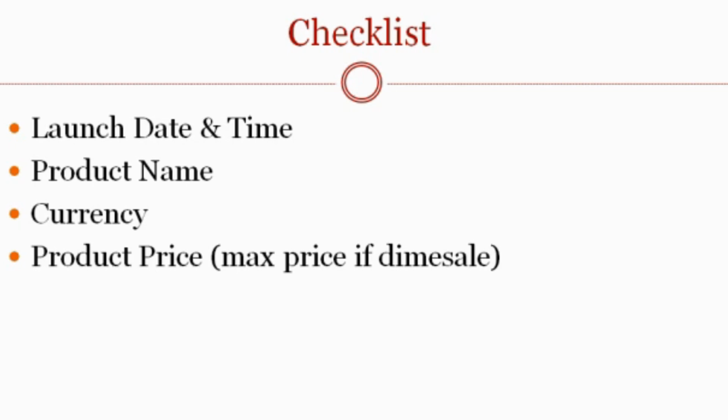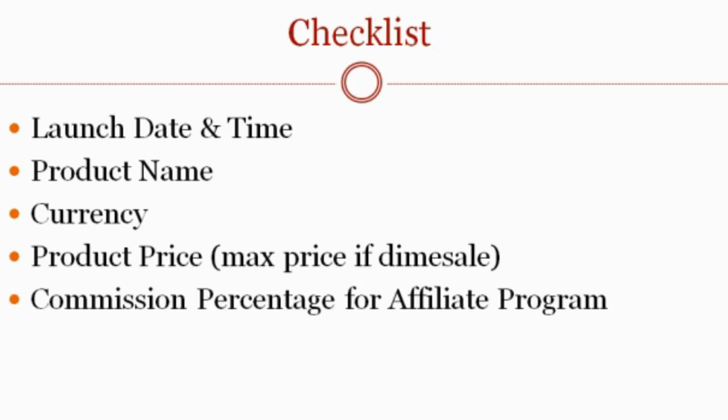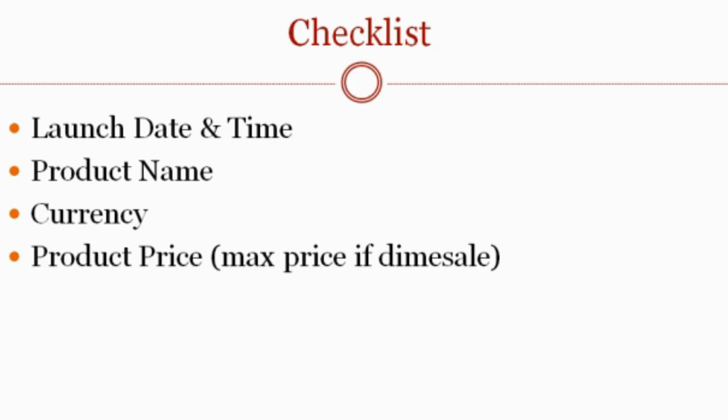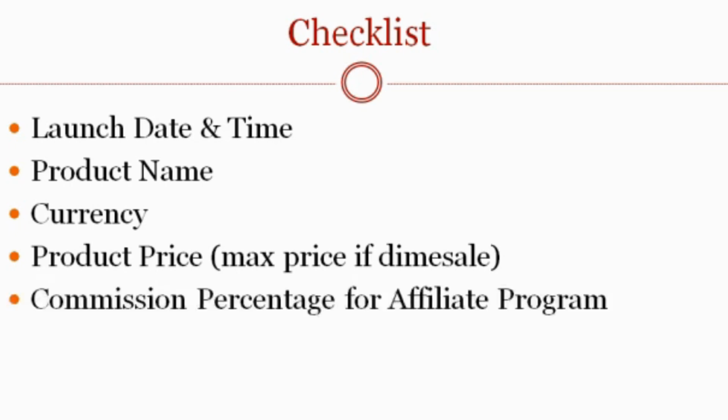If you're going to be using dime sales, then this product price will be the maximum price. So if you're going to do dime sales and the maximum that you wanted the product price to be was, let's say, $17, and you start the dime sale at $1, then every time somebody buys, it's going to up itself until it hits $17. So that would be the product price. And this is the same with recurring products, one-time products, and so forth.